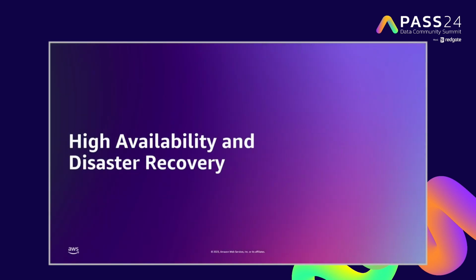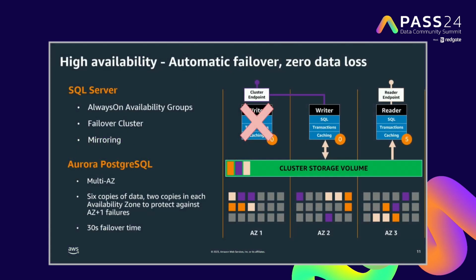Okay. So let's look at high availability and disaster recovery. Here you see the storage, where it copies data across 3 availability zones with 2 copies in each availability zone, and the quorum for write is 4. So even if one availability zone is down, it still allows write operations. And here is the storage, and these are your compute instances. By default it comes with a writer, and if you spin up a reader here, then both writer and readers share the same storage.